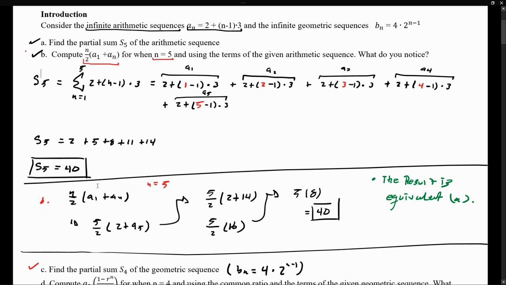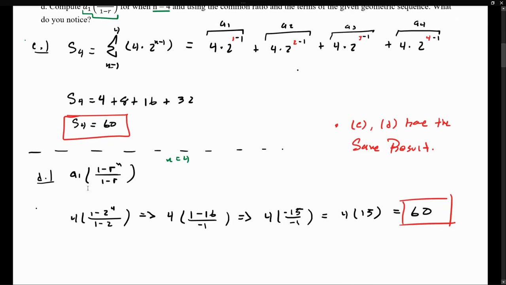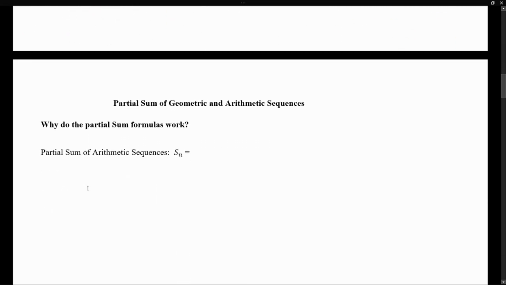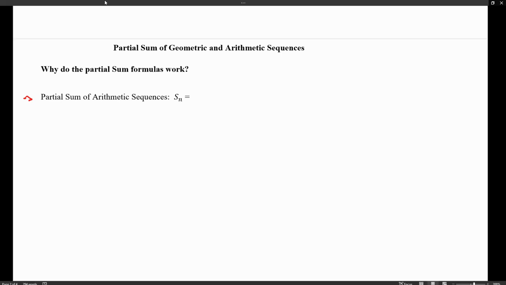So now the most important question is, why is it that this equation gives us the same result? Well, that's the actual lesson for today. Why do the partial sum formulas that we just worked on actually work? Well, first, let's take into consideration the partial sum of an arithmetic sequence.